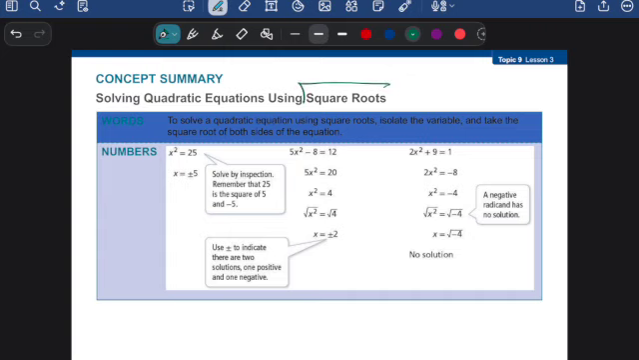We made it to the concept summary for solving quadratic equations using square roots. It's very simple. Just remember your property of equality. Make sure you do the opposite operation to both sides. And very important, do not forget the plus or minus when you take the square root. And remember, you cannot take a square root of a negative number, at least in Algebra 1. There is no real solution.